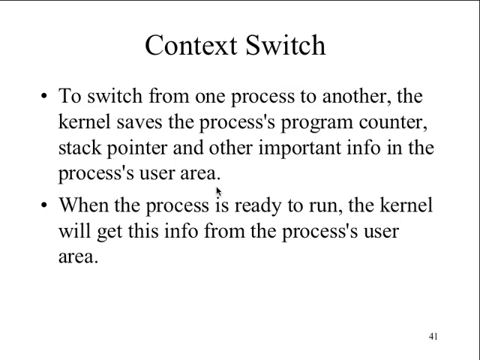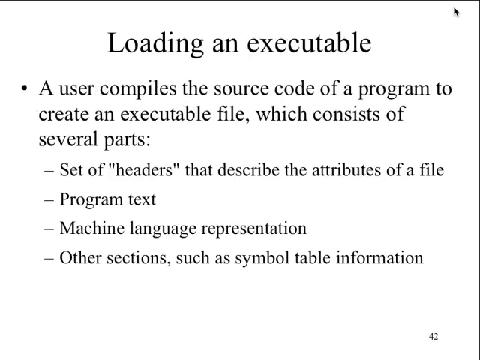And the concept is called context switching. To switch from one process to another, the kernel saves the process program counter, the stack pointer, and any other information that might be associated with it. It saves it in the user data area so it can come back and finish it later. And that's what's called context switching. And when the process is ready to run, the kernel picks it up and starts running it again. So it switches back and forth.